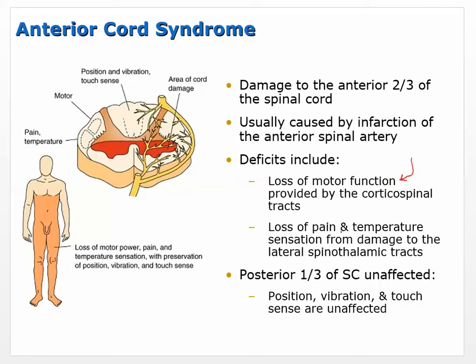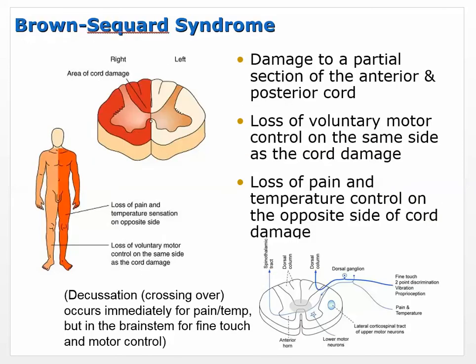And maybe loss of pain and temperature sensation from damage to the lateral spinothalamic tracts. Those are going up laterally, so you'll lose that, but the posterior is unaffected, which happens to carry position, vibration, and touch, and so those may not be affected in this particular case. So hopefully you get the idea that it really depends on the type of damage.